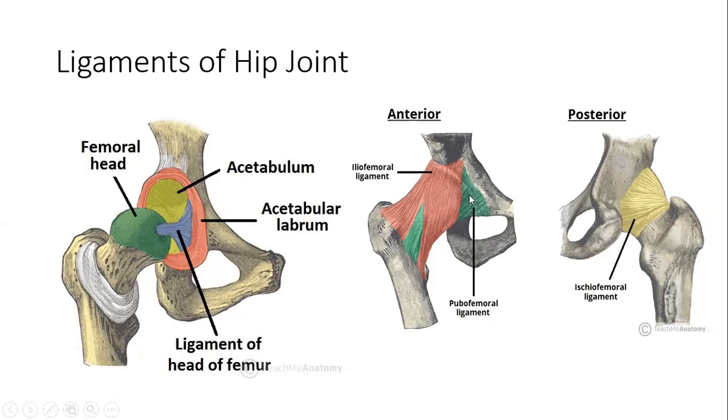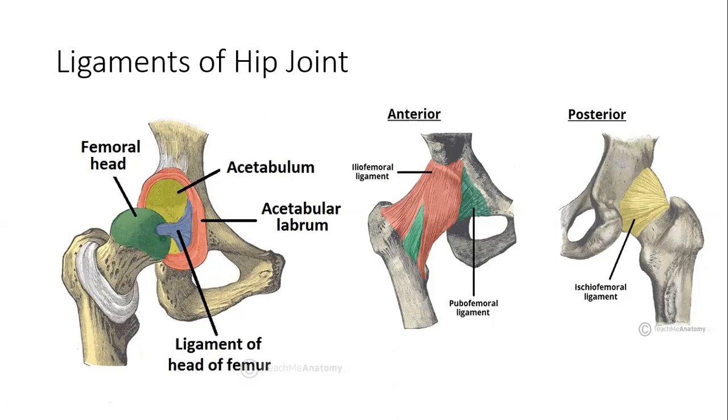The pubofemoral ligament, which in this diagram is shown in green color, is located anteriorly and inferiorly. It is proximally attached to the obturator crest of the superior ramus of the pubic bone, and distally it runs to blend with the capsule of the hip joint. It not only helps the iliofemoral ligament to limit the extension, but it also helps to limit the hyperabduction of the hip joint. Next, we have a weak ligament, which is called the ischiofemoral ligament, which is posteriorly located.